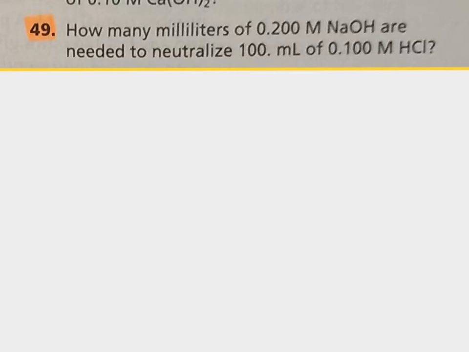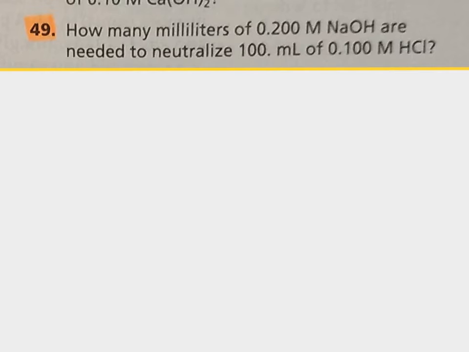All right, science fam, we have a neutralization reaction, which means that an acid and a base react to make water and some type of salt. So whenever we're doing these problems, you have to think about what's the acid, what's the base, and then figure out how much of each is mixing together to neutralize it.